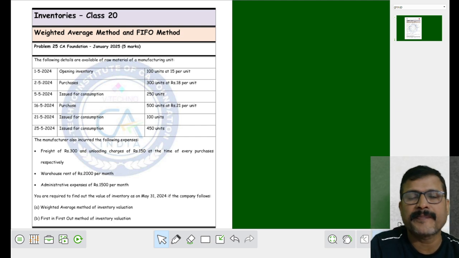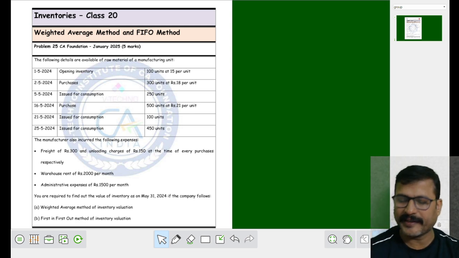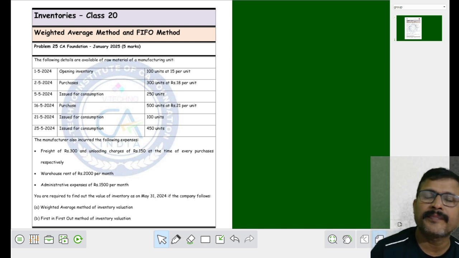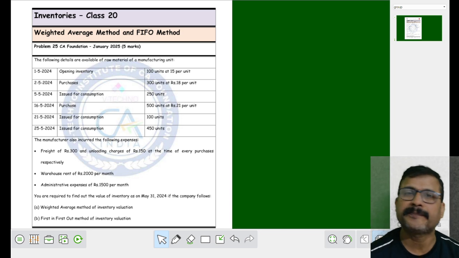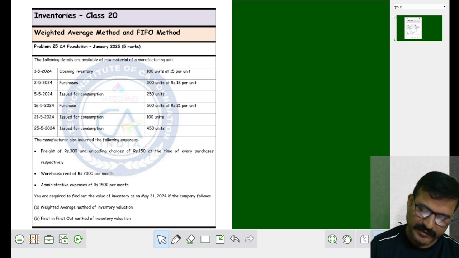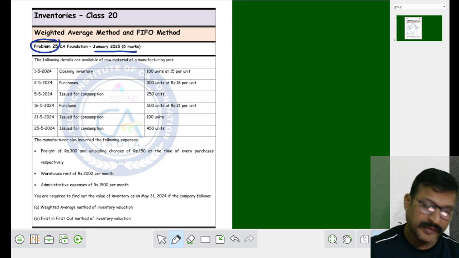Already we completed so many problems in inventory, right? Even in the previous session, we came across the FIFO, LIFO method and also the weighted average method. In this particular session, the last class, I'm going to cover the recent problem which was asked for CA Foundation in the January 2025 batch, my dear student. Here, see, CA Foundation January 2025. This is the 25th problem.